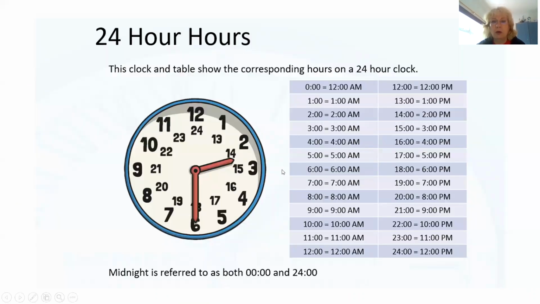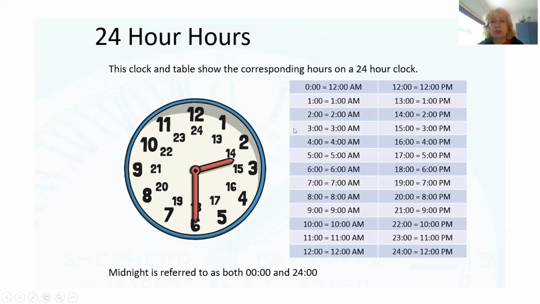Here we have the 12-hour clock down here, and here we have the 24-hour clock. The 12-hour clock has AM and PM, and AM tells us if it's in the morning and PM tells us if it's in the afternoon. The thing with 24-hour is we don't need AM and PM because the hour will tell us if it's in the morning or the afternoon.